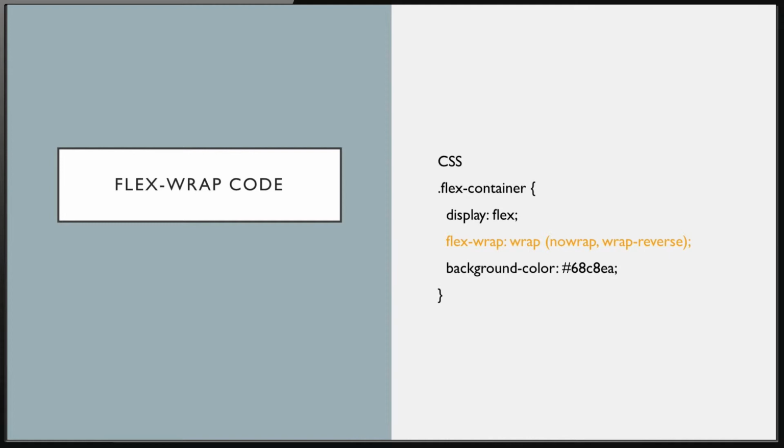To create this, we need to have flex-wrap: wrap. Again, if you don't want any wrap and want it to be the same as the HTML, you would do nowrap. Or if you wanted it in reverse order, thus indicating number 3 being first, you would use wrap-reverse.